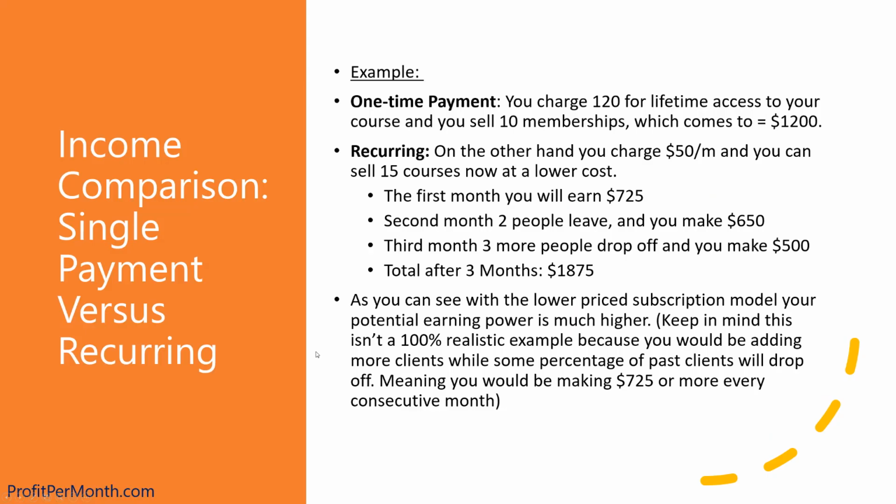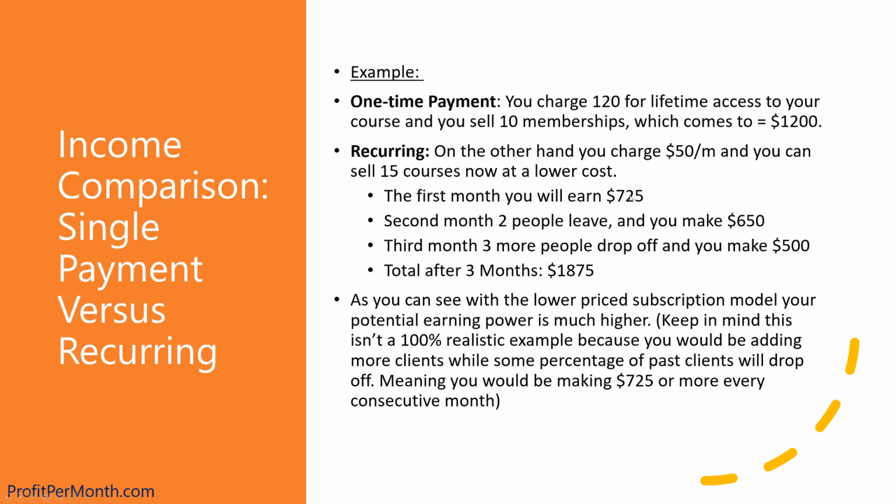Let's do an income comparison between single payments versus recurring payments. In this example, you have a $120 lifetime access for your course, and you're able to sell 10 memberships, which comes to $1,200. On the other hand, let's say you have a recurring version of the same exact business where you charge $50 per month, and now you can sell 15 courses at a lower price point.